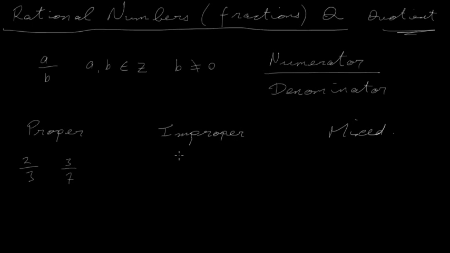An improper fraction then is a fraction which is the other way around, so that the numerator is bigger than the denominator. So for example, 3 over 2 or 7 over 3. So this number here, 3 is bigger than 2, 7 is bigger than 3. That's an improper fraction. And then a mixed fraction is where you've got a whole number and then a fraction added. So 2 and 2/3 or 4 and 7/9, something like that. Okay, so this is a mixed fraction.